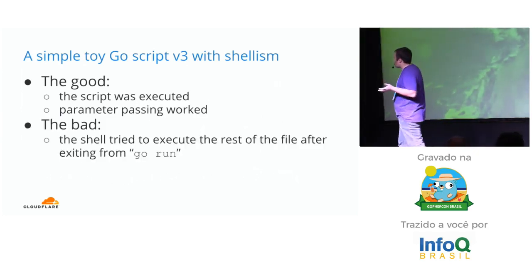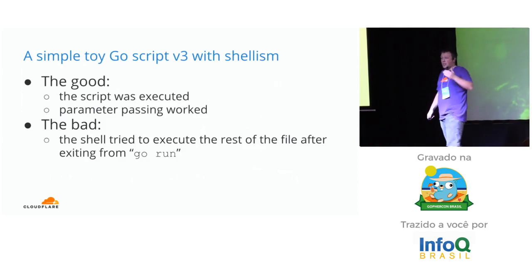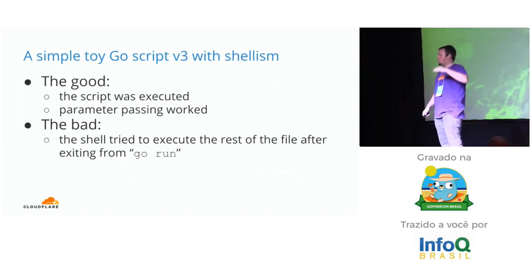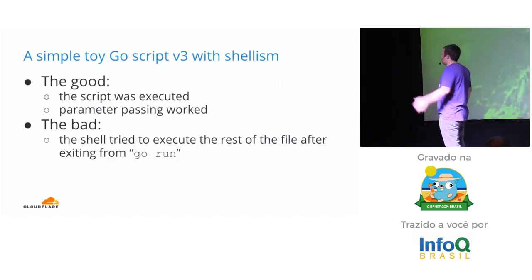The bad thing is that then the shell, after executing the first line and exiting from go run, tried to execute our source file line by line. It tried to execute package, it tried to execute main, and everything. It can't process it, so it errored out.